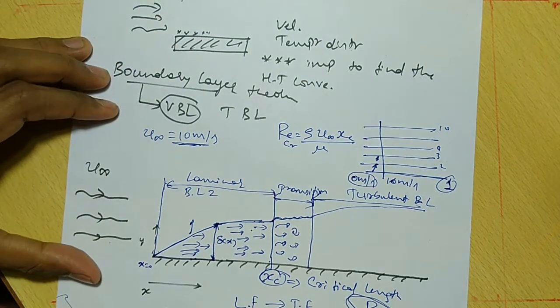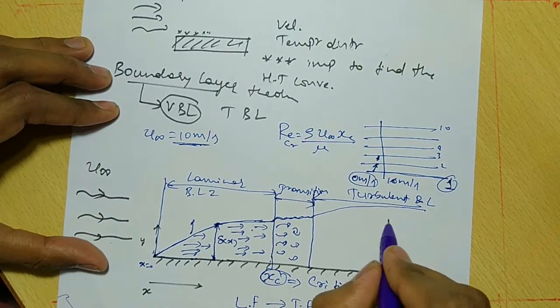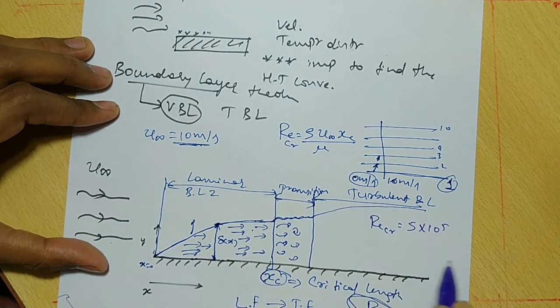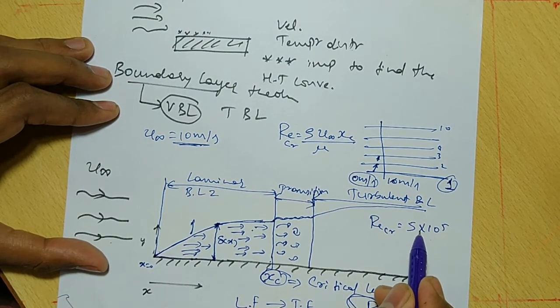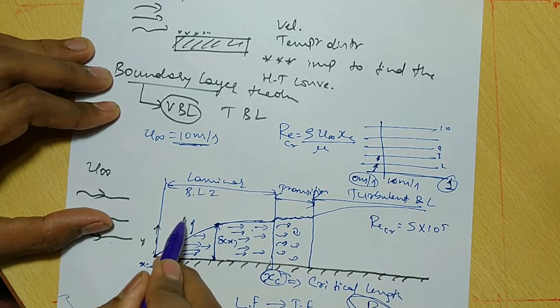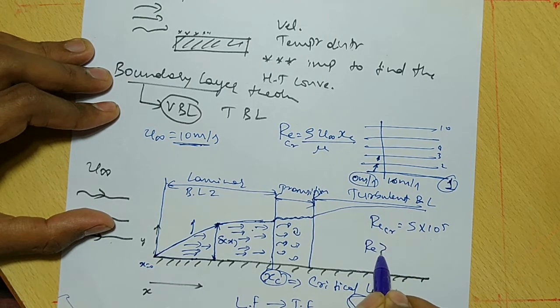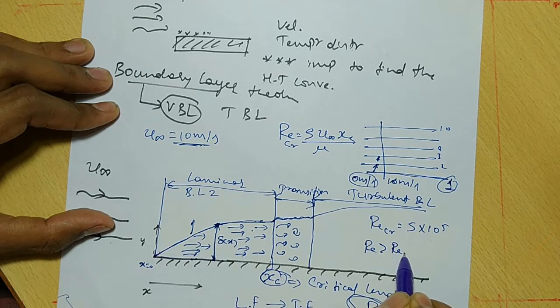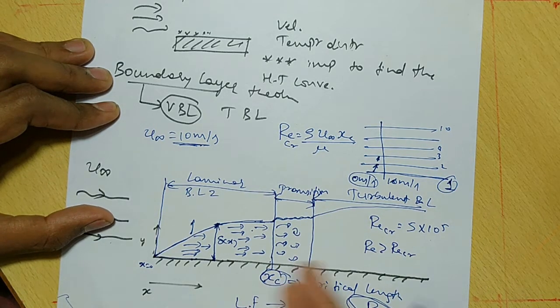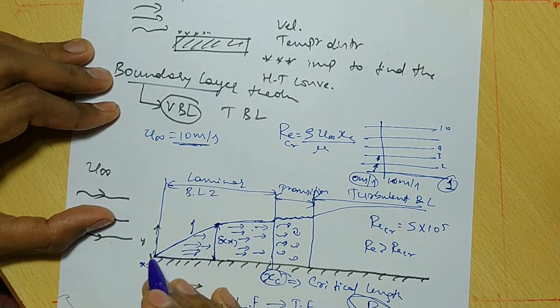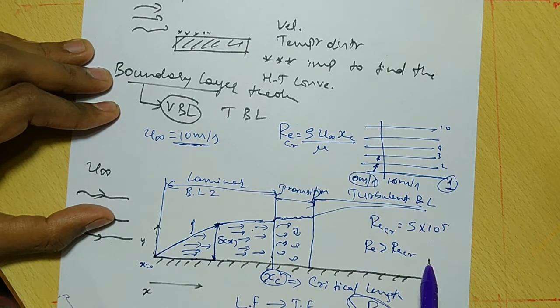In this type, the critical Reynolds number can be taken as 5 into 10 to the power of 5. If the Reynolds number is less than the critical Reynolds number, 5 into 10 to the power of 5, then this is the laminar zone, called the laminar flow. If the Reynolds number is greater than the critical Reynolds number, then you're going to call that the turbulent flow.